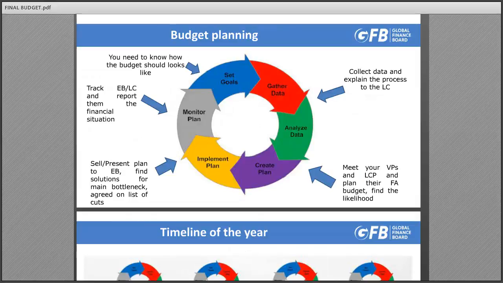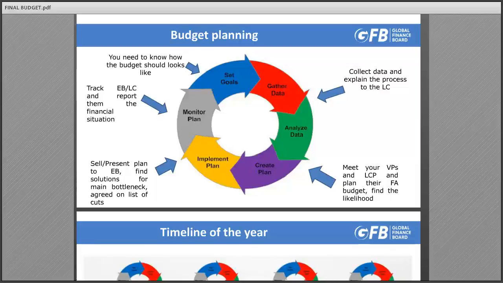Moving on, we are going to talk about the budget planning and the timeline of the year. First, we will start on the blue arrow in set goals, because you need to know what the budget should look like. Then you are going to collect data and analyze it. You need to set the data that comes from the past years. Next, you need to meet your BPs and LCP and plan their budget.